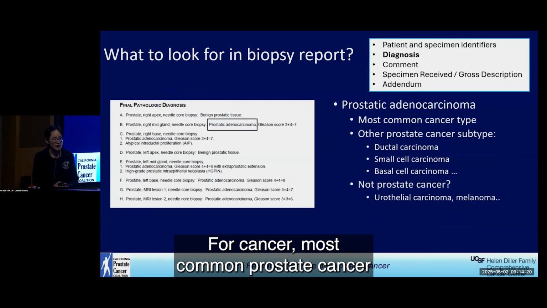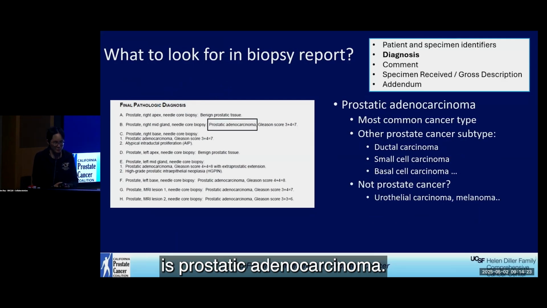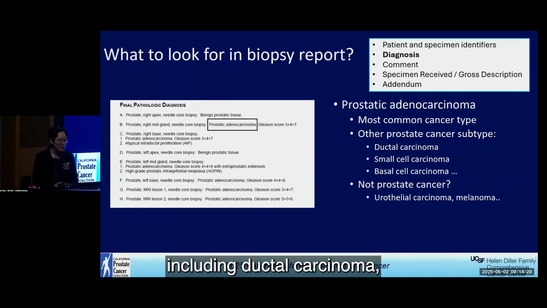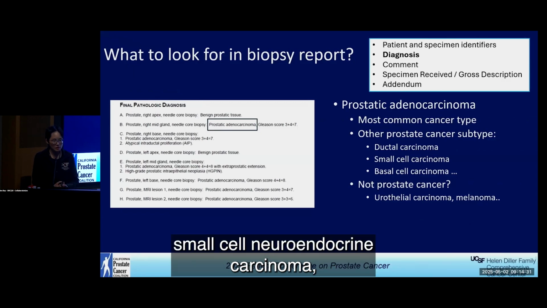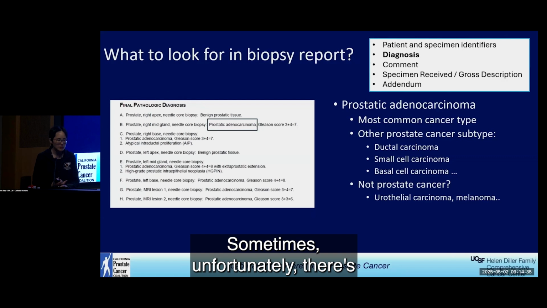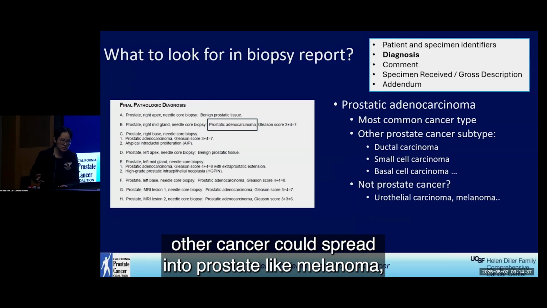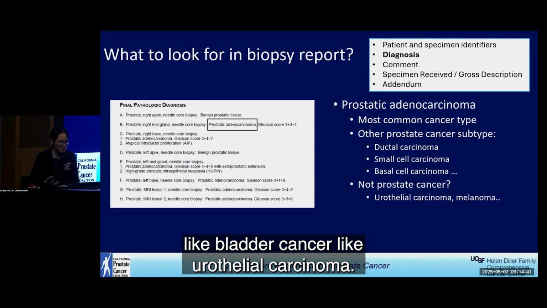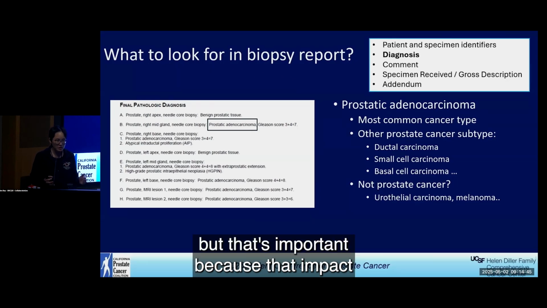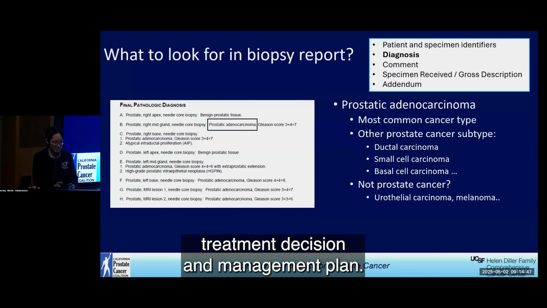And for cancer, the most common prostate cancer is prostatic adenocarcinoma. There are some other rare subtypes, including ductal carcinoma, small cell neuroendocrine carcinoma, basal cell carcinoma, etc. And sometimes, unfortunately, other cancers can spread into the prostate, like melanoma, like bladder cancer, like urothelial carcinoma. So different flavors of cancer, but that's important because that impacts treatment decision and management plan.